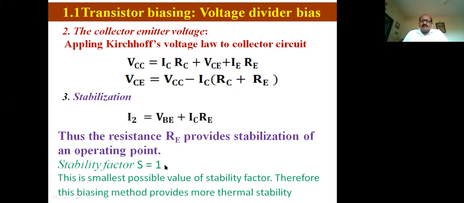We have seen the stabilization, how resistance RE provides a stabilization. But the stability factor of this circuit is equal to 1, and this is the smallest possible value of a stability factor, and therefore this biasing method provides more thermal stability.